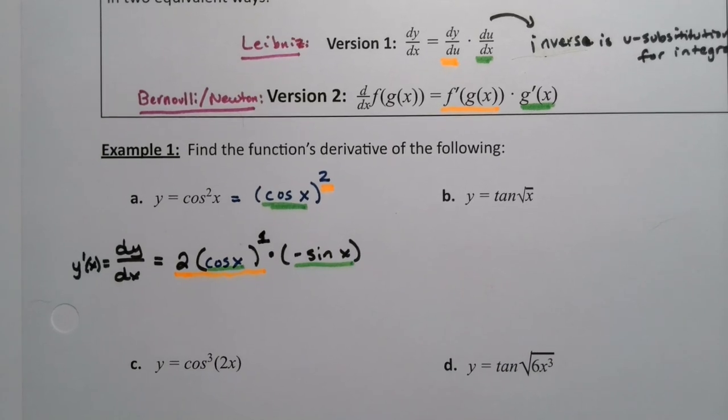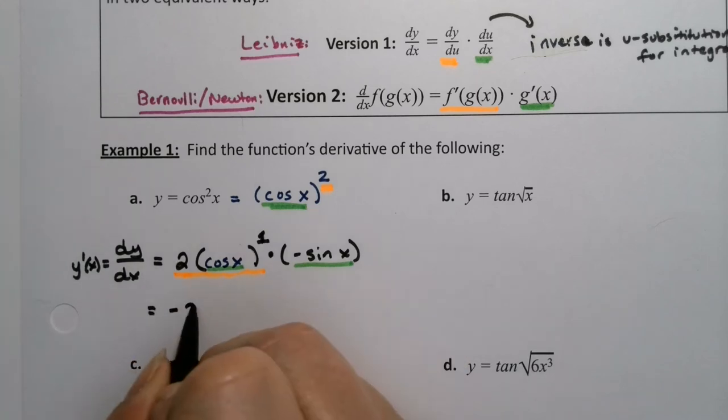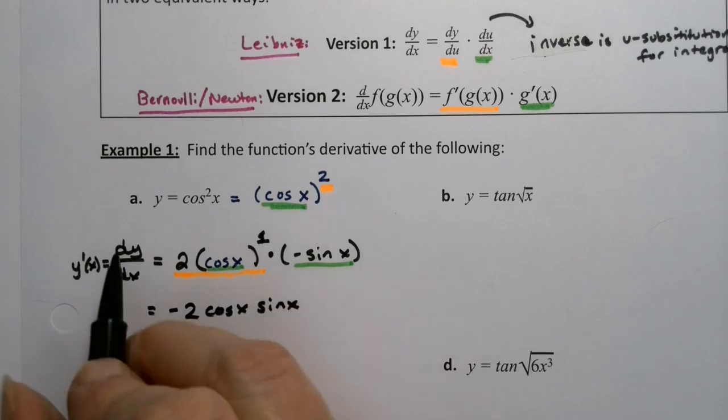All right, so nobody in their right minds would let us get away with writing it like that. So we'd write negative 2 cosine of x sine of x. That is equal to dy dx.